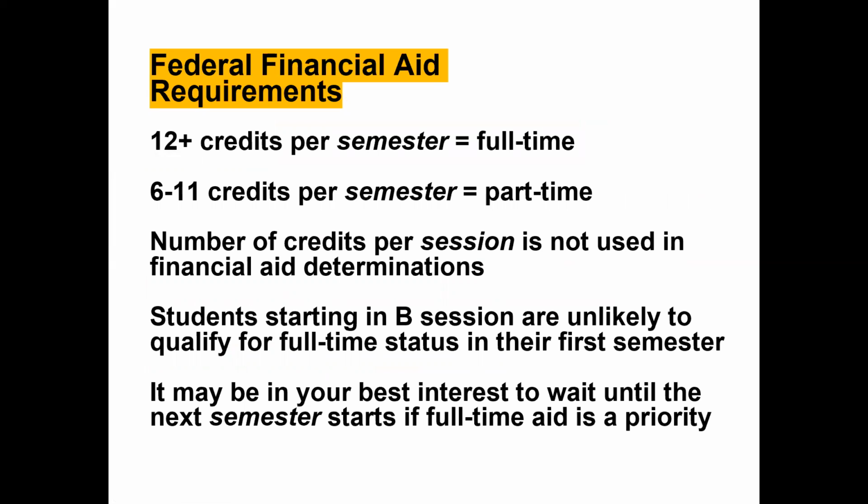The number of credits per session is not used in the financial aid determination. It just means whatever session within that semester. So it could be you're taking 3 credits in session A and 9 credits in session C to make 12. That would mean you're a full-time student for that semester. Keep in mind, these minimums also apply to those students in the military who are taking out GI Bill and tuition reimbursement, as well as those other students who have tuition reimbursement from their employer, including those Starbucks students that I mentioned earlier.